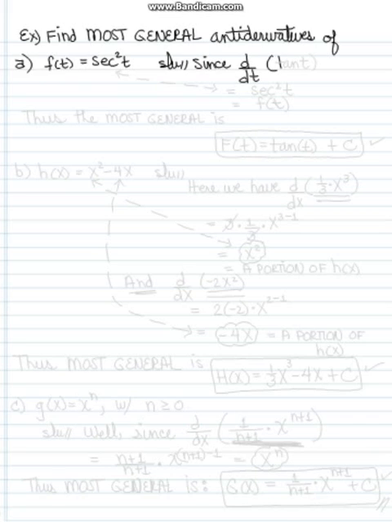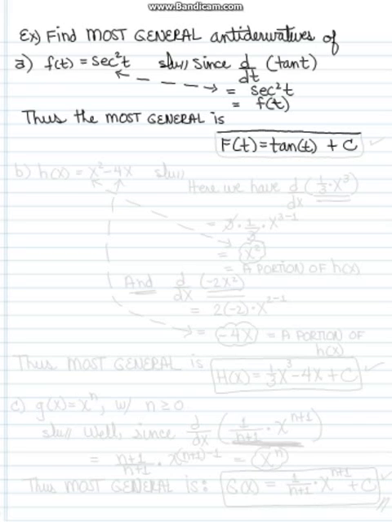Well, since the derivative of the tangent of t is equal to secant squared t, which is equal to our f of t, that means that the most general antiderivative of little f is capital F, I'll call it capital F of t, equals the function whose derivative is secant squared. It is tangent of t plus the arbitrary constant c.